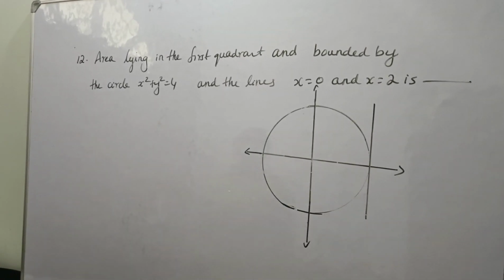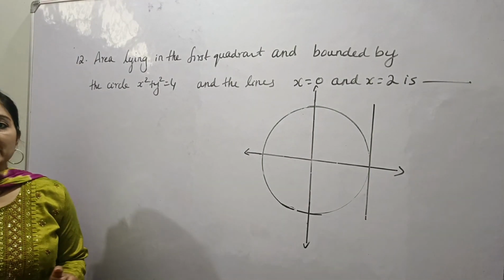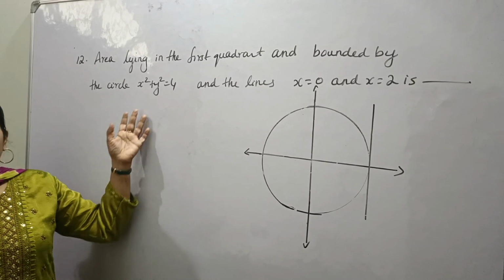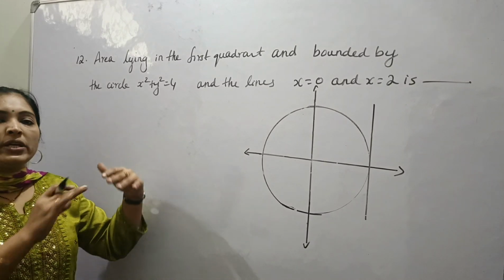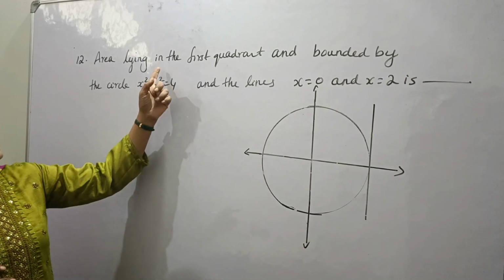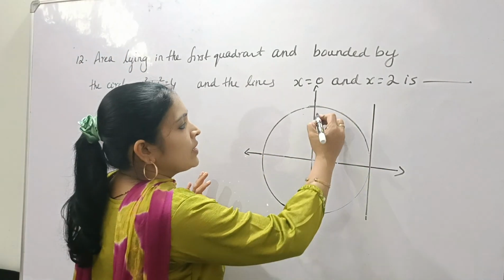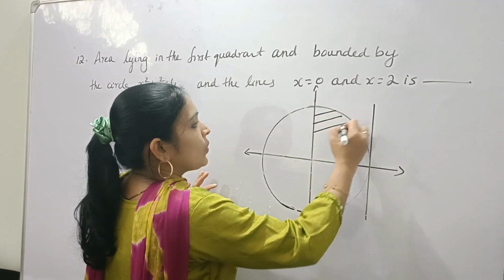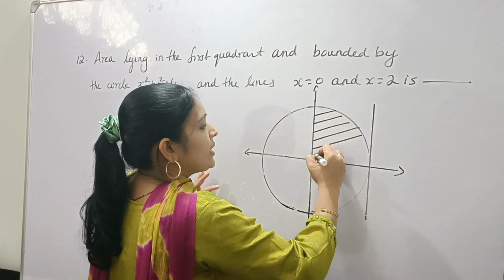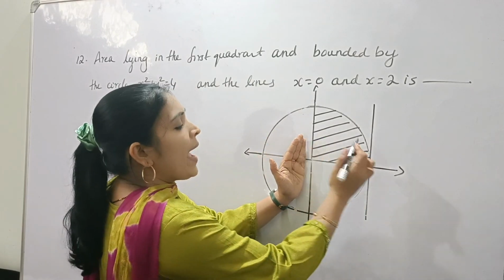Area lying in the first quadrant and bounded by the circle x square plus y square is equal to 4 and the lines x is equal to 0 and x is equal to 2 is dash. Very simple, right? Here we have to find the area between the arc of the circle and the line, and here it is mentioned that the area lying in the first quadrant, that is this part. We have to find the area of this region, that is between 0 and 2.